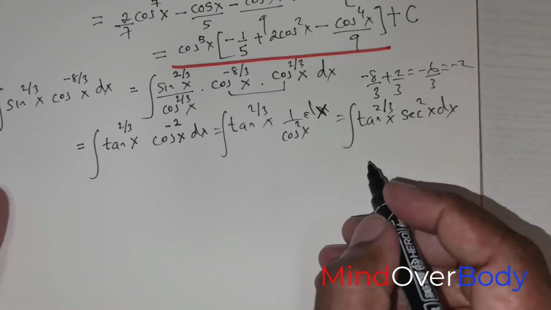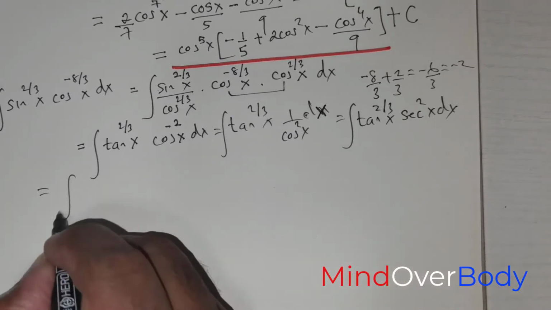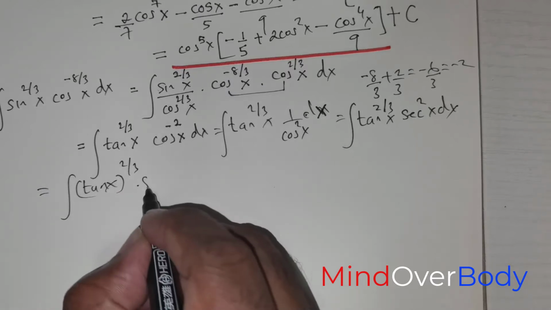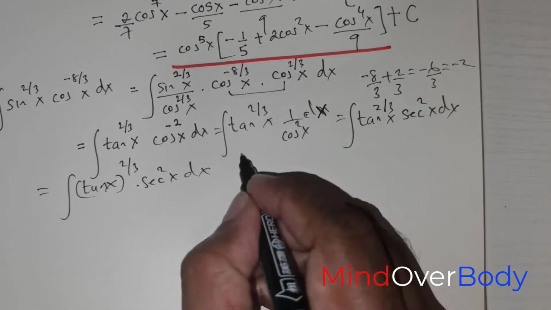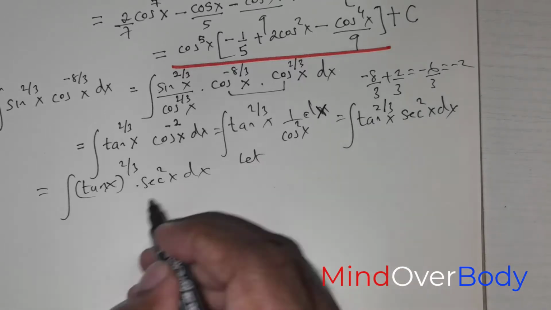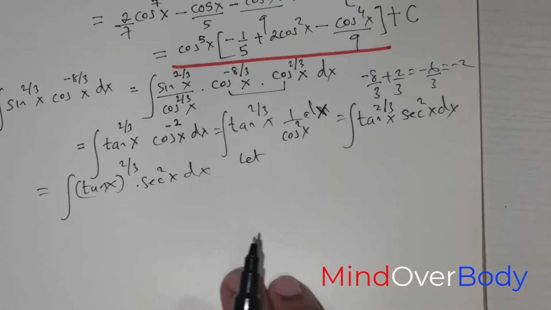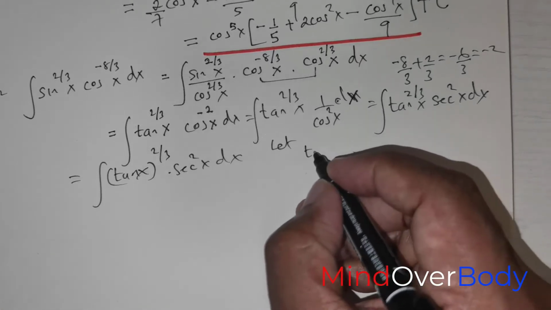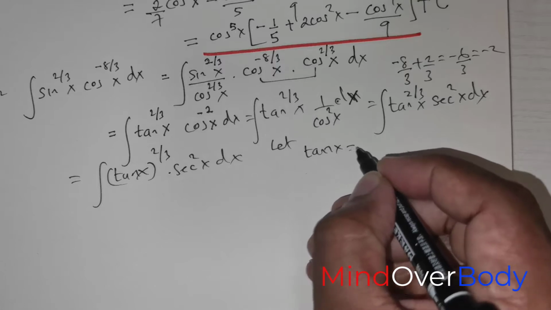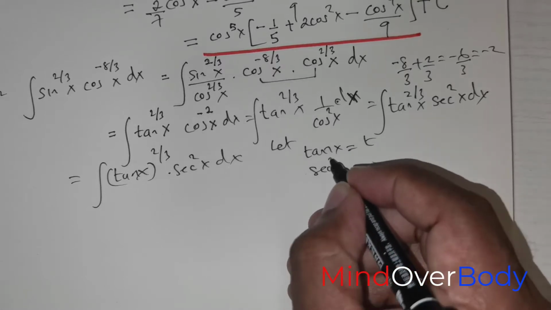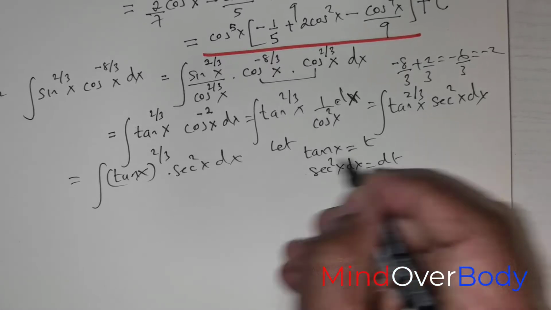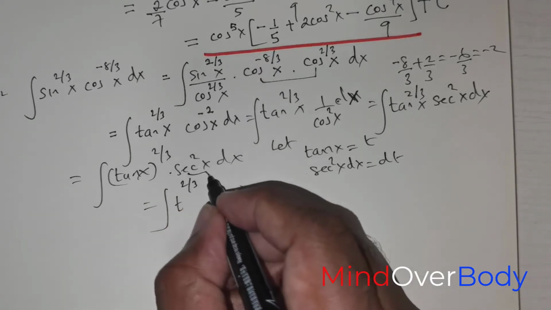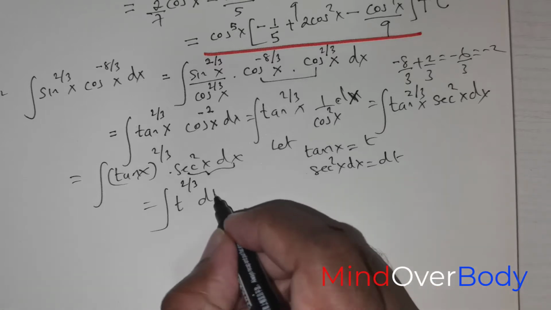Now let me rewrite this in this fashion: tan x raised to the power of 2 over 3 times secant squared x dx. So let me make the substitution. As I mentioned to you, make sure that you get a tan there. So the substitution would be, let tan x be equal to t. I differentiate this, I get secant squared x dx is equal to dt. So this is equal to t raised to the power of 2 over 3 times secant squared x dx, which is nothing but dt. So this is straightforward.